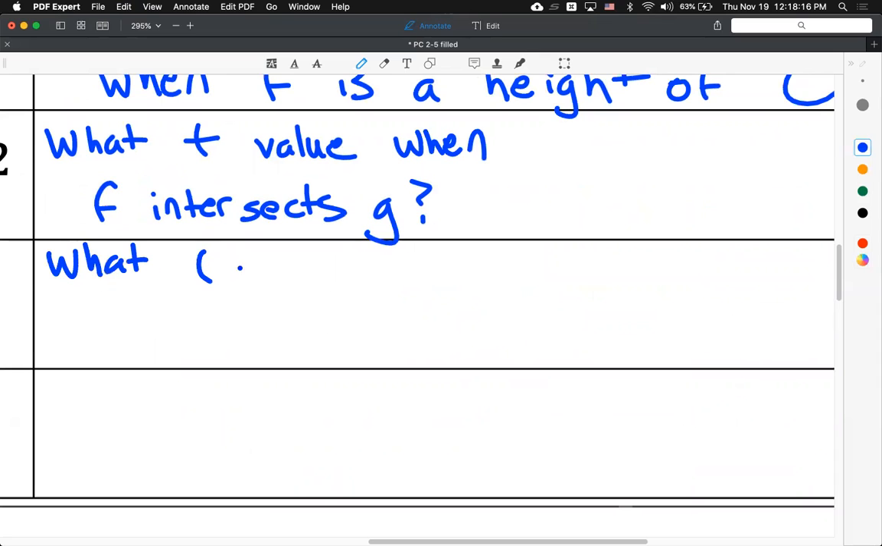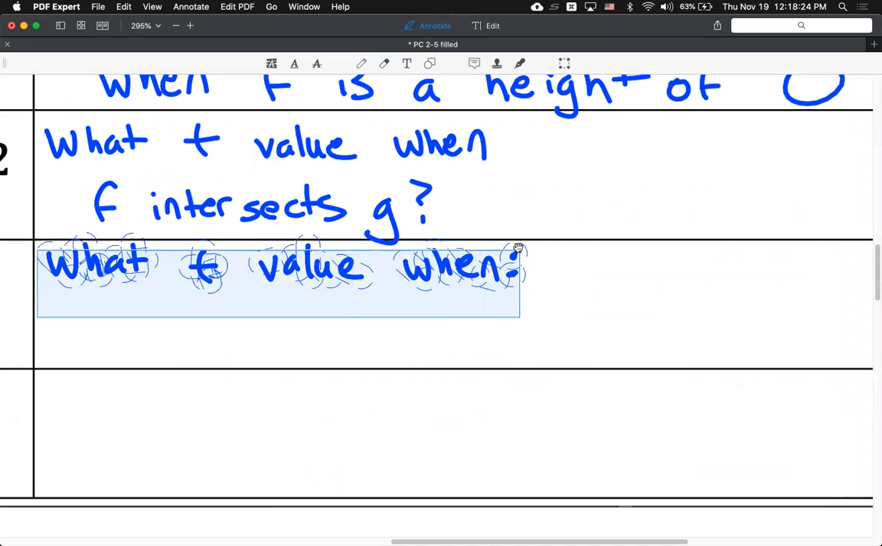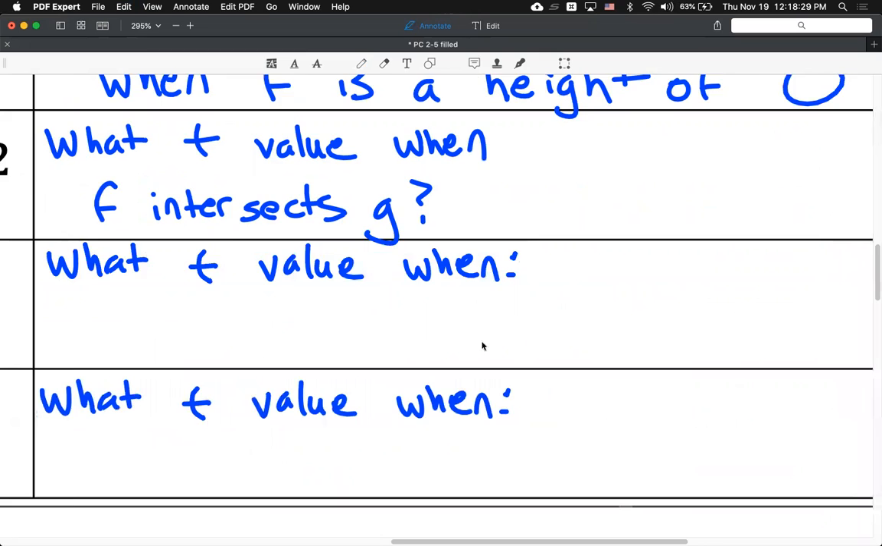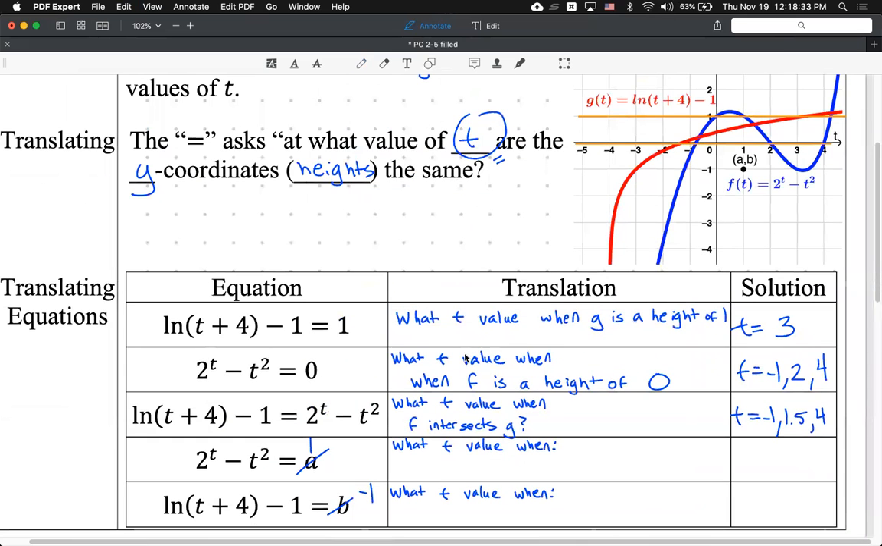What t value when the following happens? I'll copy and paste that into the next cell as well, because it's asking the same question. At what t value when the following happens? And what is happening? Let's look. First of all, which function is this? Is it f or g? 2 to the power of t minus t squared?